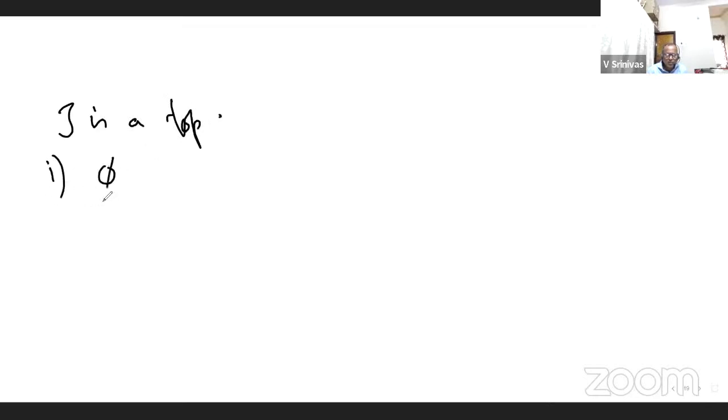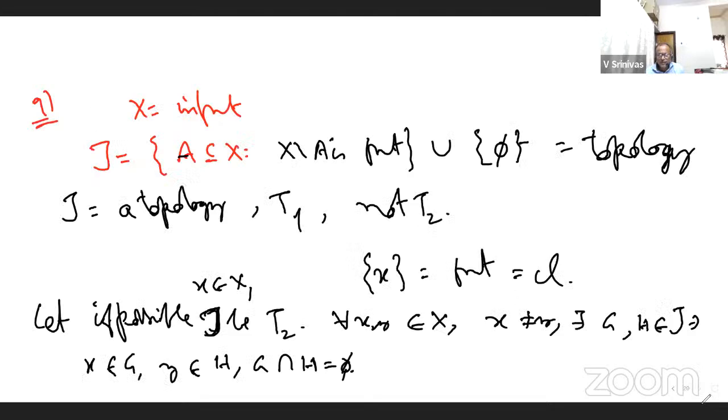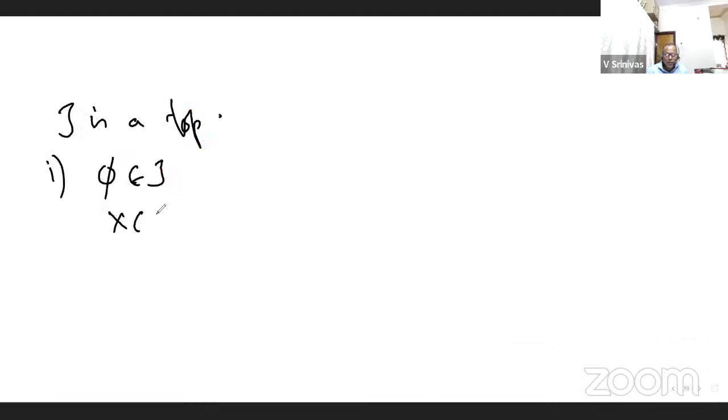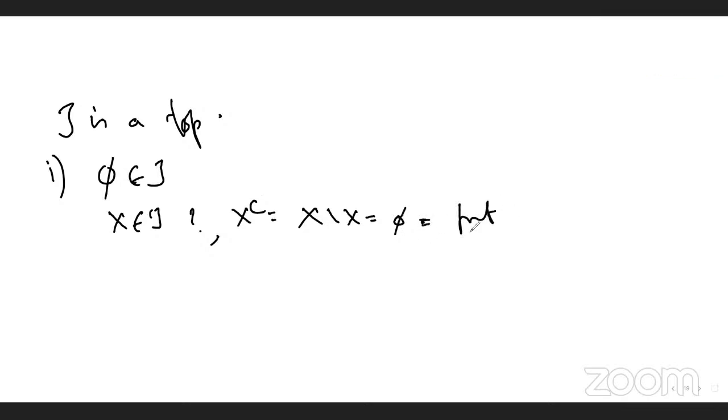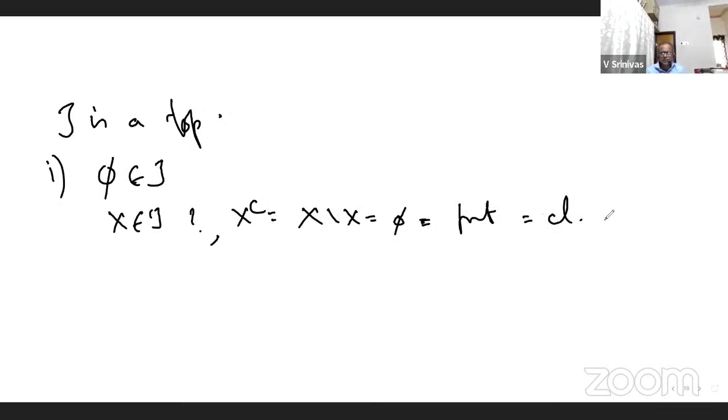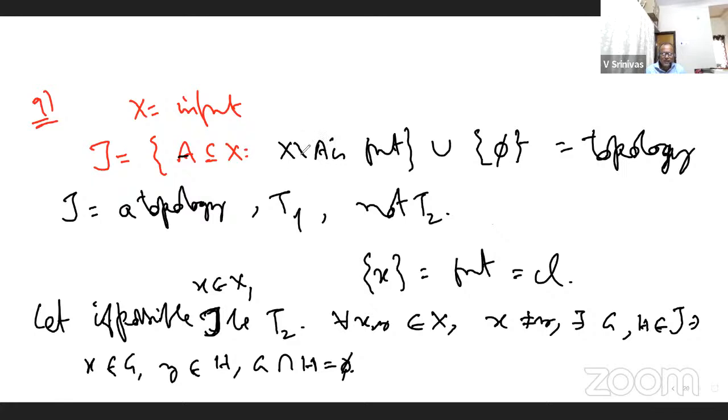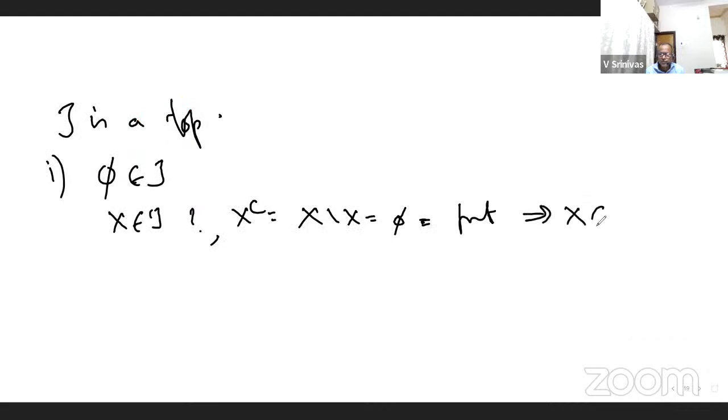Tau is a topology. What is the first one? Phi belongs to tau. From the definition of tau, phi is an element. How about x? Does x belong to tau? What is the complement of x? X complement is x minus x. This is finite, so x complement is a finite set. So from the definition of tau, x belongs to tau.